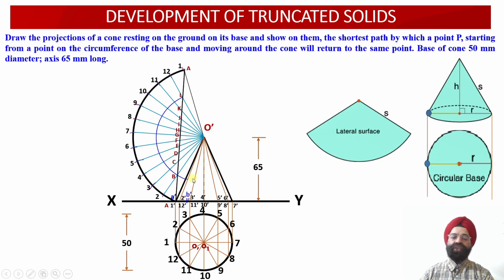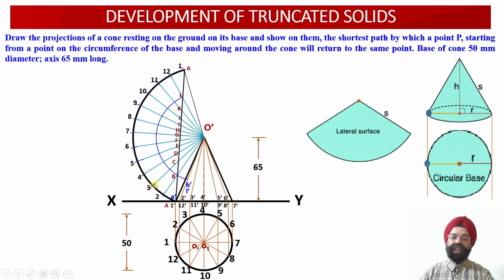The 2 points of intersection are obtained: point B' will be located on O'2', and point L' will be located on O'12'. So the 2 points in the front view have been obtained. Now the next 2 points available with us will be lying on the slant generators which again coincide with each other in the front view projection. They happen to be O'3' and O'11'.